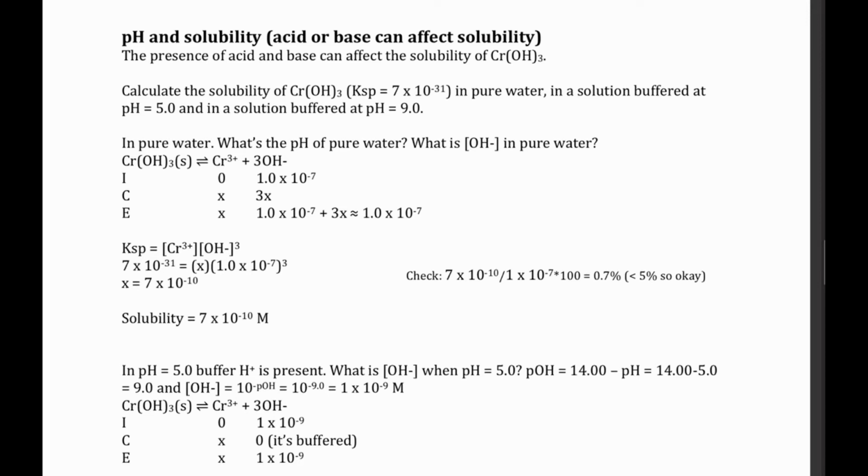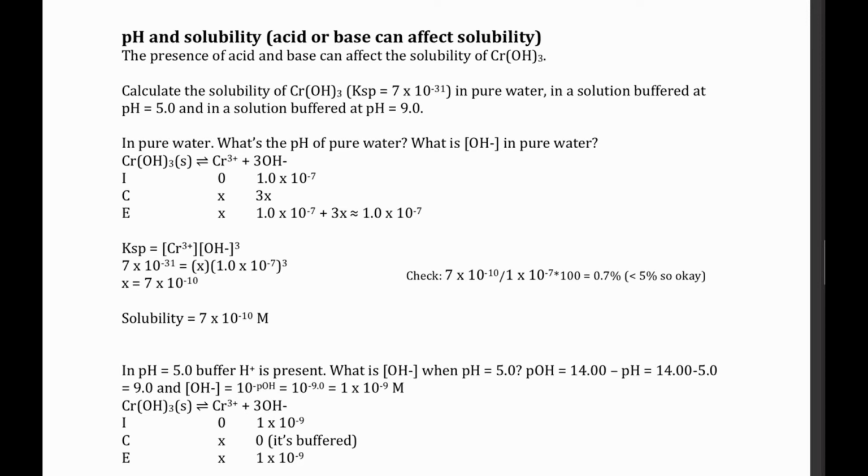So in pure water, we have a concentration of the hydroxide ions of 1.0 times 10 to the minus 7. That's a premise that we have been using since chapter 14. Pure water has the hydroxide ion concentration of 1.0 times 10 to the minus 7. Also, the hydronium ion concentration is that, but we're not thinking about hydronium ions now.